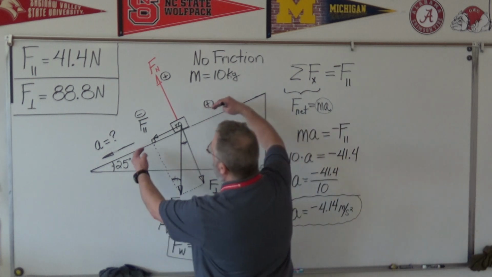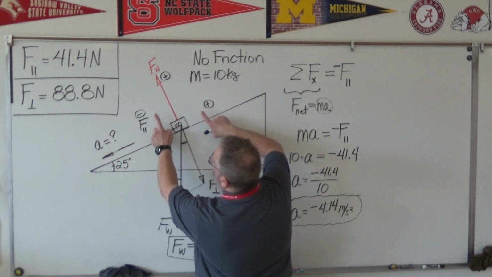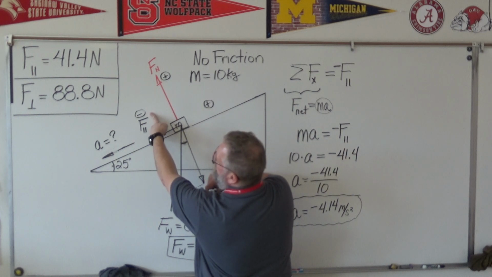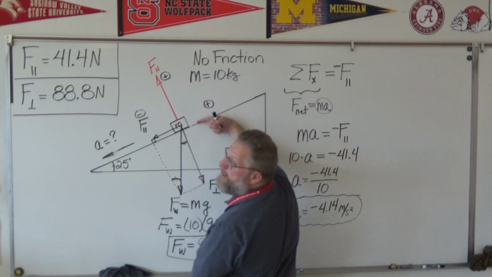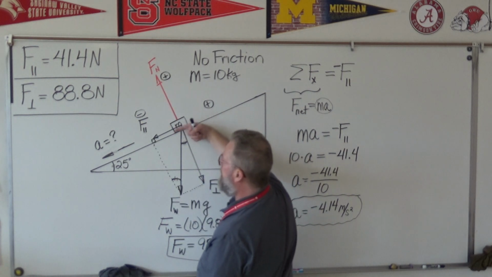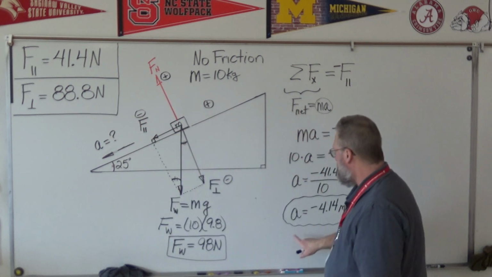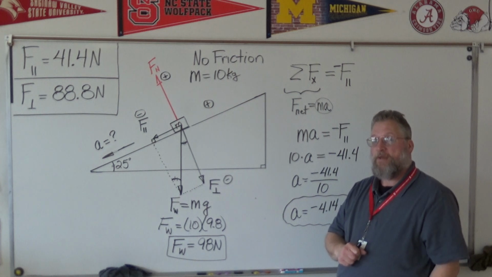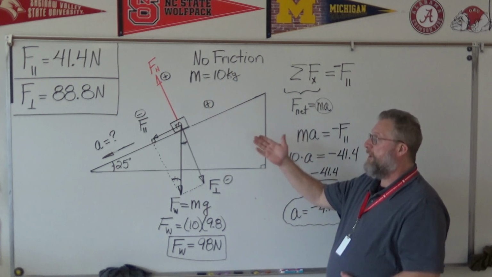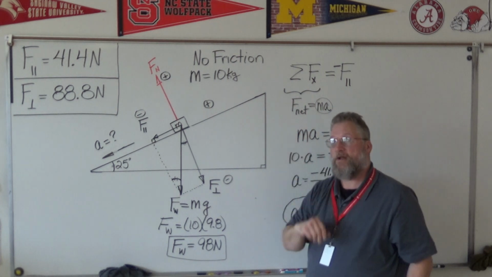Well, if you come up here to our board, we said that this way, right here, is going to be in the negative direction. So yeah, that's true. This box is going to be accelerating that way, which is in the negative direction. So that does make sense. So that's our answer. That's how you do an acceleration of a block with no friction going down an inclined plane.